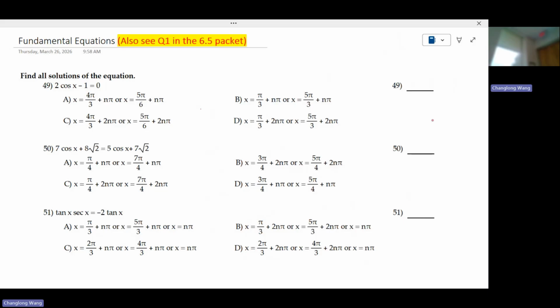Now, also notice that I said those equations are supposed to be transformed into the fundamental equations. By fundamental equations, I mean the ones in such a form: sine, cosine, or tangent of an angle equals a number.